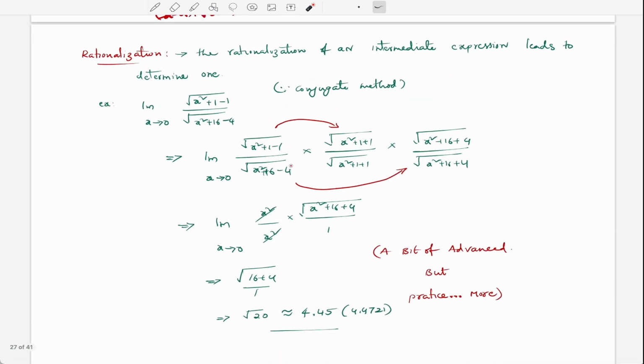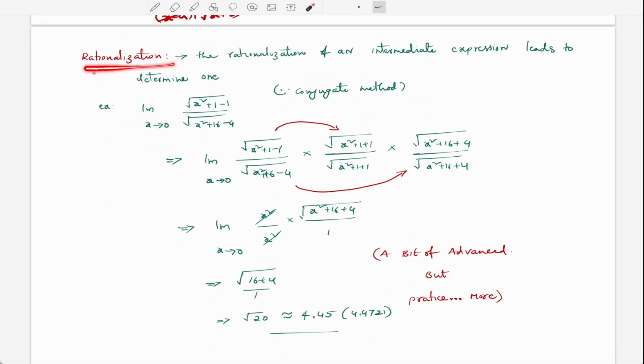Okay, after that we have the rationalization method. So what is rationalization? The rationalization of an intermediate expression leads to the determined one. Meaning the rationalization rationalizes the equation of an intermediate expression and leads to a determined one.